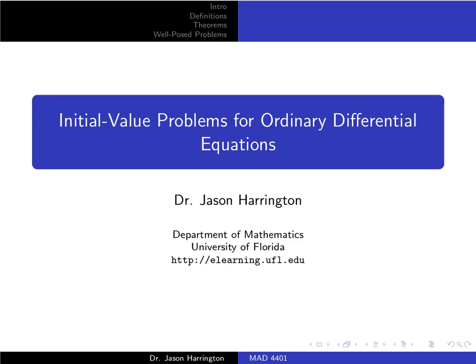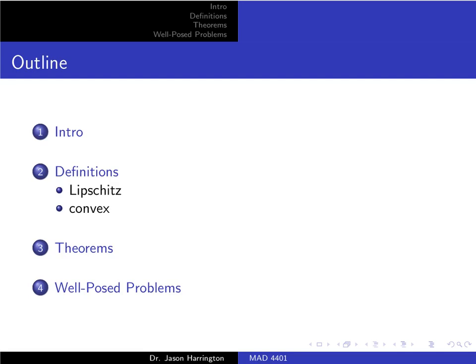But before we get into that, definitions. So I'm going to give you the definition of Lipschitz and convex sets, the theorems that we're going to use to determine if an ODE has a unique solution, and then we'll lastly end with well-posed problems. What I'm going to have to do is give you some definitions on Lipschitz conditions, convexity, and then some theorems that make sure that we know that these ODEs have a unique solution. And then at the very end we'll talk about well-posed problems.